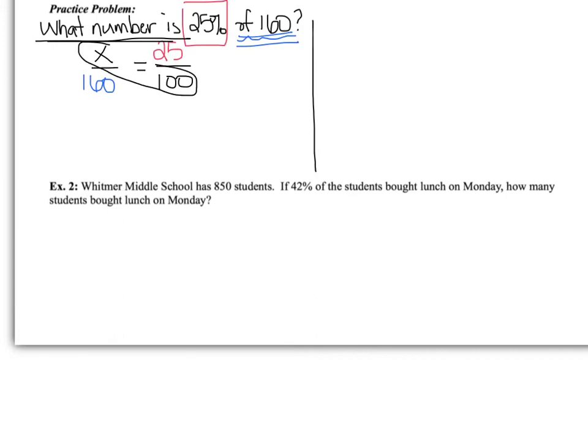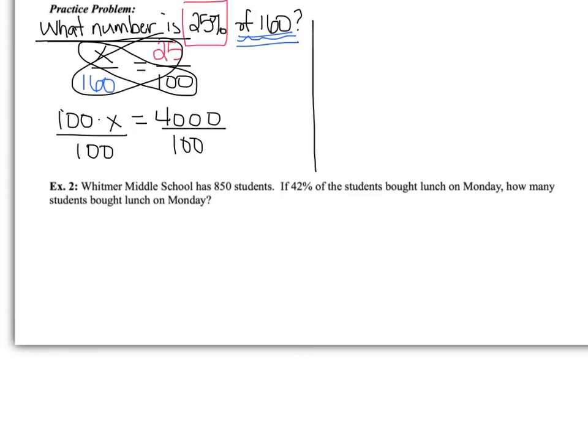Cross multiply. So I'm going to have 100 times x equals 160 times 25. If you did that on your calculator, 160 times 25 should be 4,000. Divide both sides by 100. Those cross off. My last 2 zeros cross off. So I have x equals 40. How'd you do?